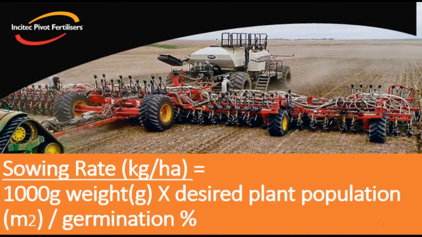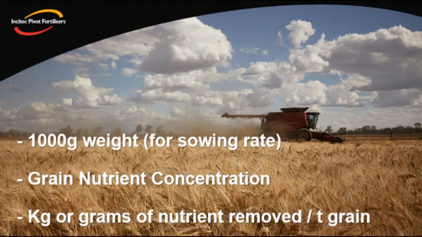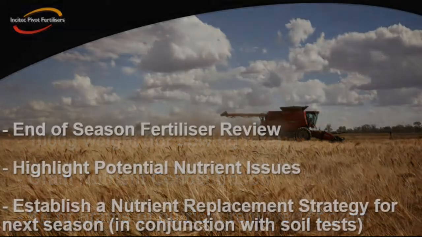Another feature of the grain sample report is the 1000 grain weight, a required number to work out targeted seed sowing rate, but a painful exercise to do yourself. So to recap, a grain sample will provide you the 1000 grain weight, grain nutrient concentration, kilograms or grams of nutrient leaving the paddock in each tonne of grain.